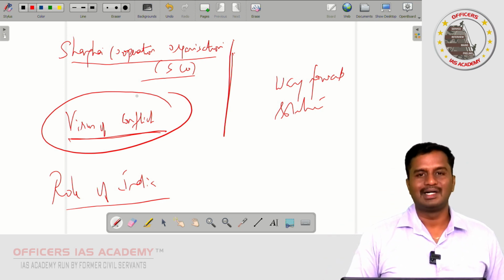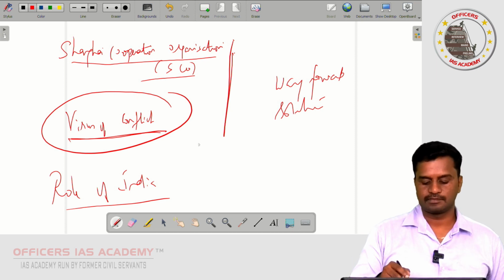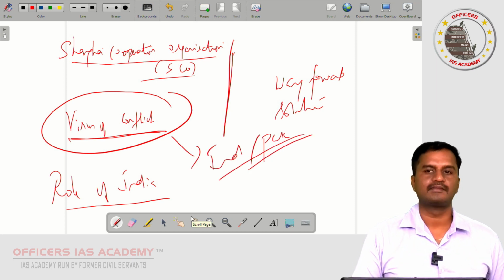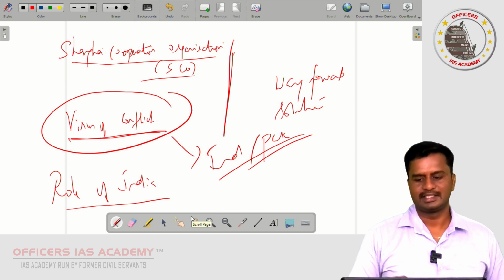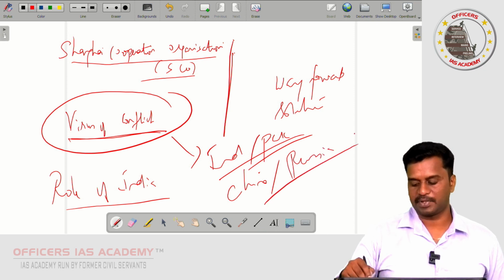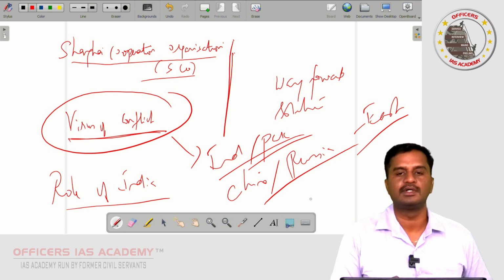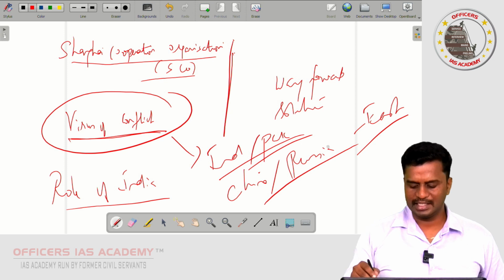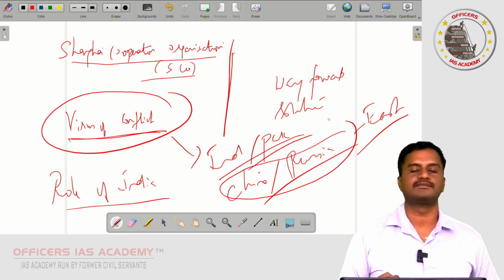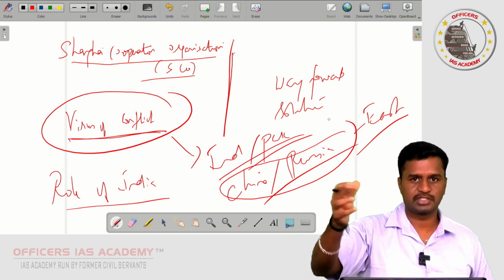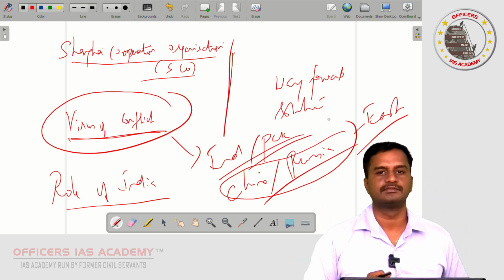Within SCO, the members are unfortunately not cooperating with each other. India, Pakistan is an example. Apart from this, states like China, Russia, they represent the East today. They represent the legacy of the Cold War. Earlier it was Eastern Bloc, now it is East. Now these two powers, China and Russia, are not seen as democratic powers. They are seen as expansionist and imperial powers.